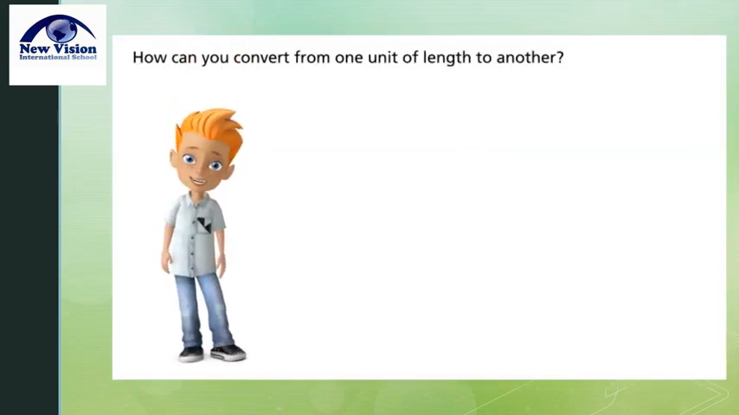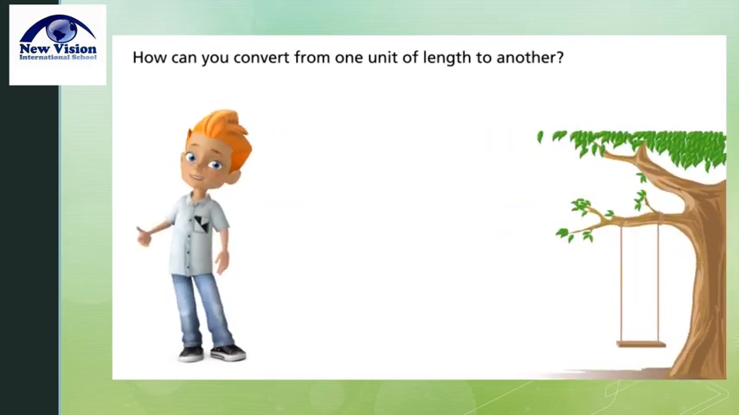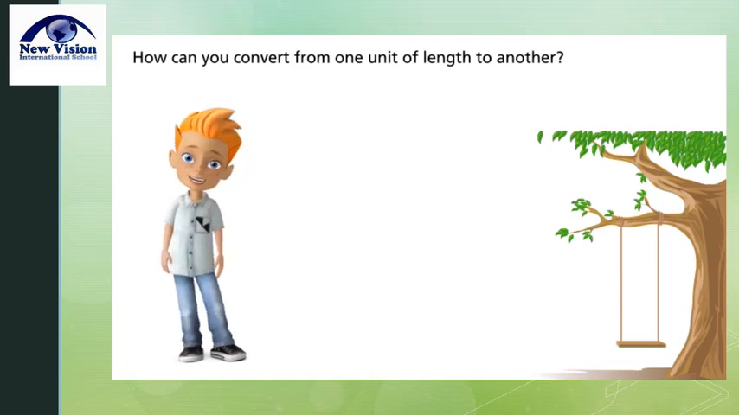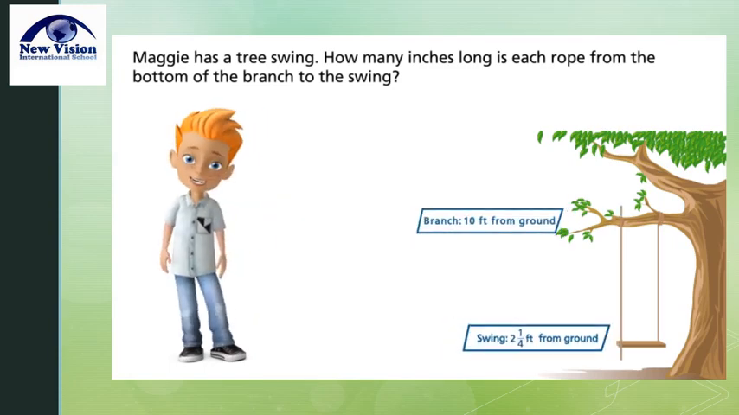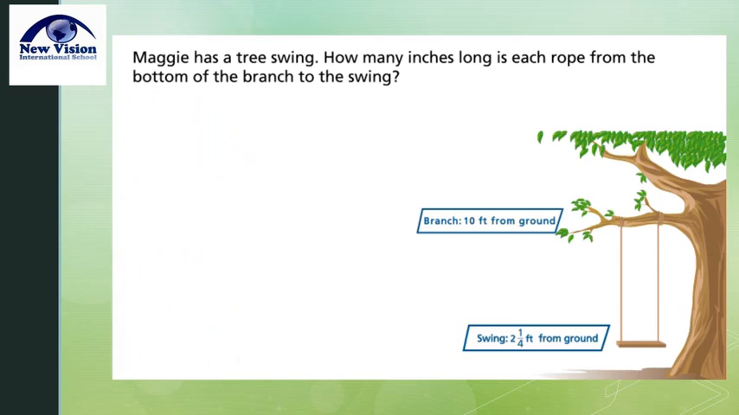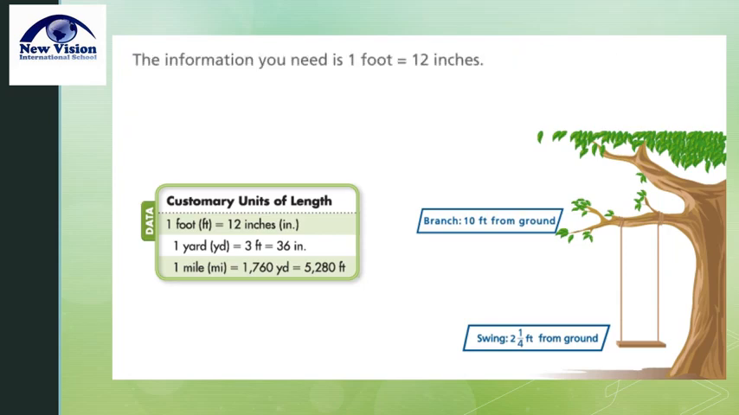How can you convert from one unit of length to another? Let's find out. Maggie has a tree swing. How many inches long is each rope from the bottom of the branch to the swing? You can convert feet to inches using multiplication. The table shows equivalent amounts for some customary units of length. What information do you need from the table to solve this problem? The information you need is 1 foot equals 12 inches.